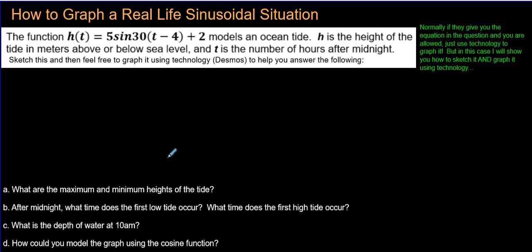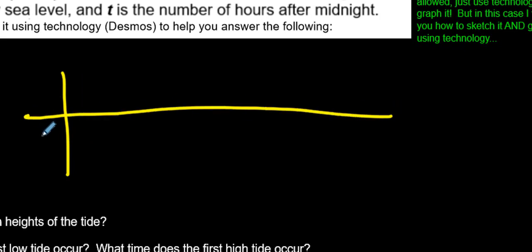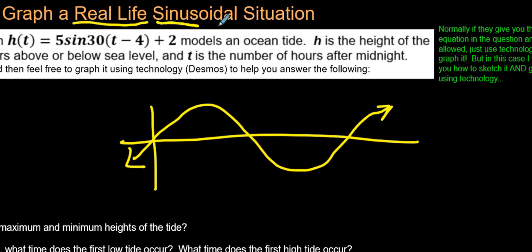Well, hello people. This video is going to talk about how to graph a real-life situation. Not just any situation, a sinusoidal situation. That's a situation where there's something periodic going on, okay? When I say periodic, something that can be represented with a sine or a cosine curve, often called a sinusoidal curve, okay? That's how you spell it.